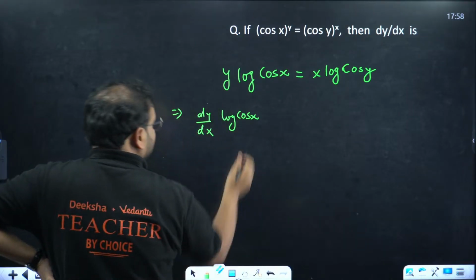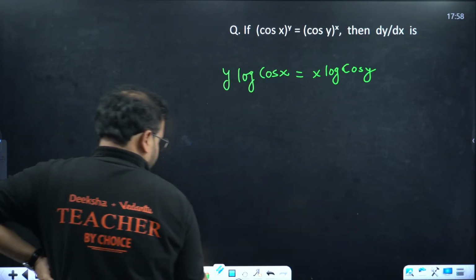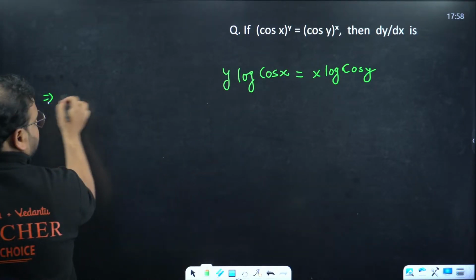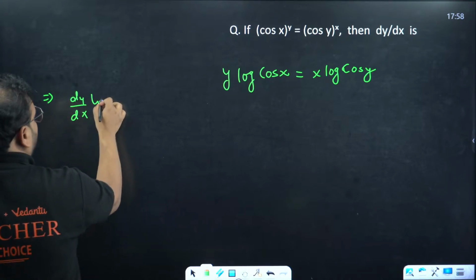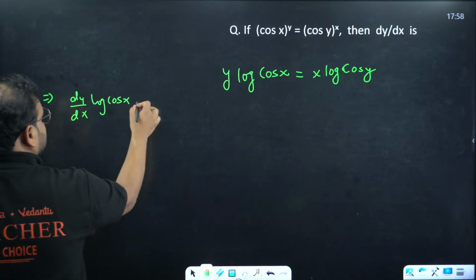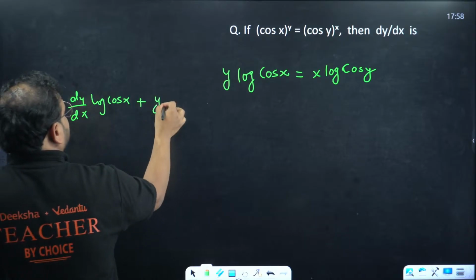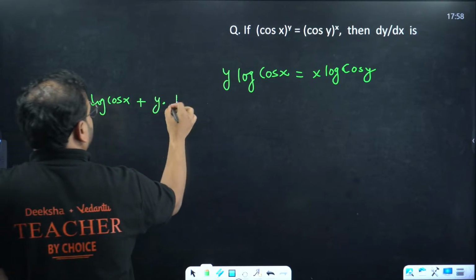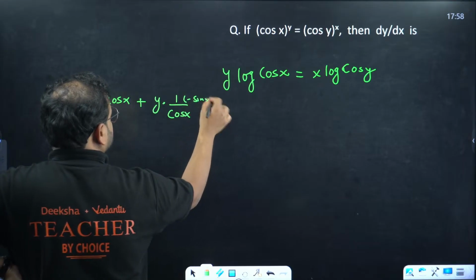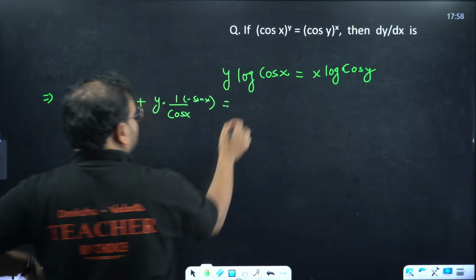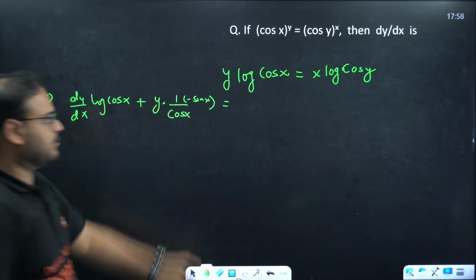Can we differentiate it, because we'll need more space from here? Let's go. We'll have dy by dx times log cos x as it is, plus this time y as it is, differentiate log cos x, you'll have 1 by cos x into minus sin x. That's the LHS side. Let's solve the RHS.